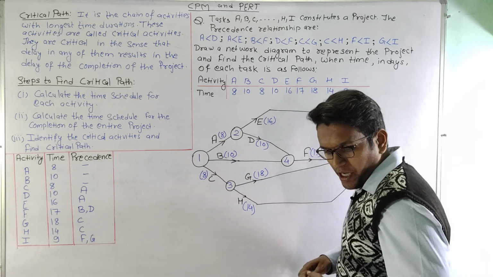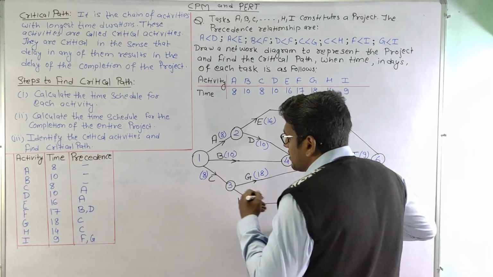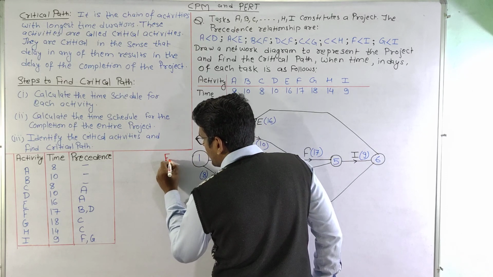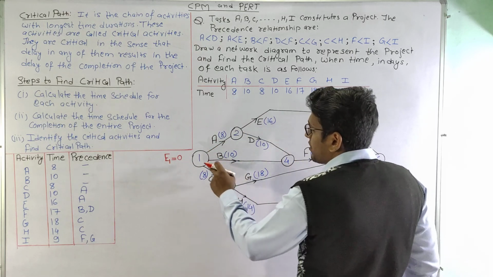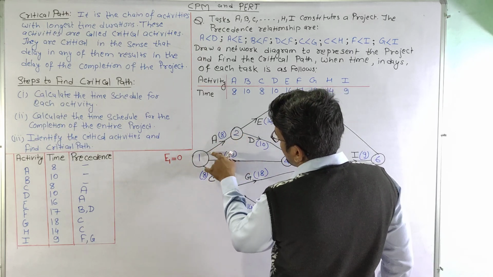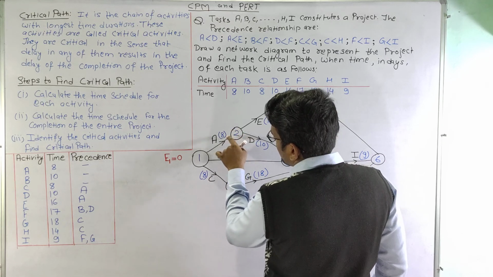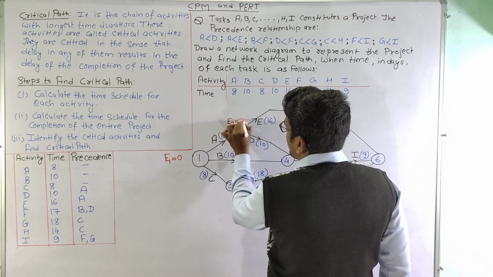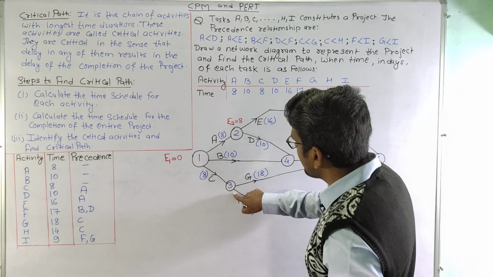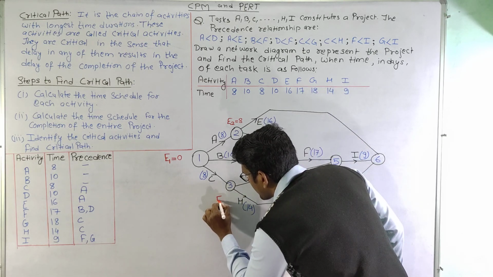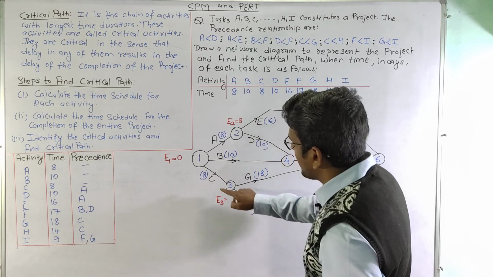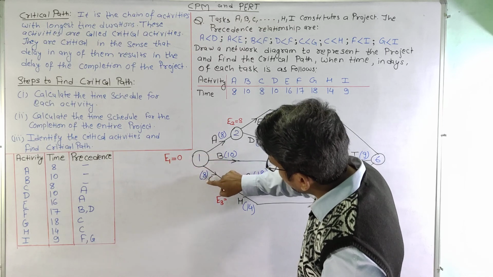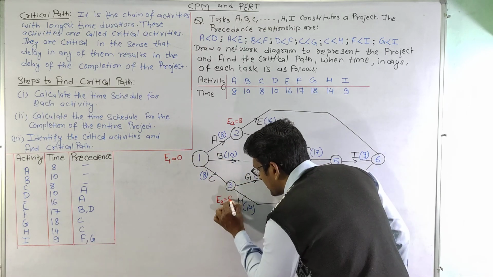To calculate the forward pass, we will see that at node 1 the time is 0, so E1 is equal to 0. Now moving on to node 2, we can see that there is only one activity coming at this node, so this is 0 plus 8, so earliest time here for E2 is 8. Similarly we will calculate the earliest time for 3, so E3 here. Now we can see that there is only one incoming arrow at this point. So this is 0 and this is 8. So 0 plus 8 is 8.